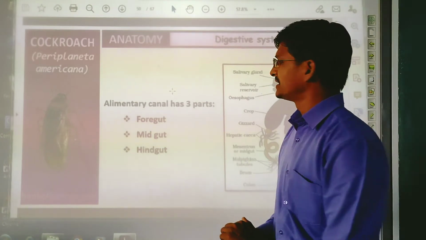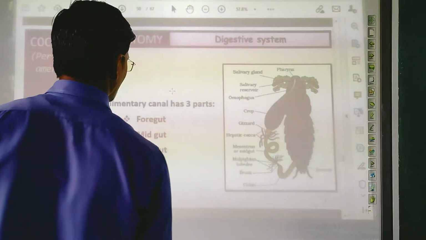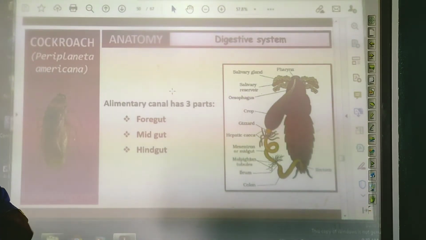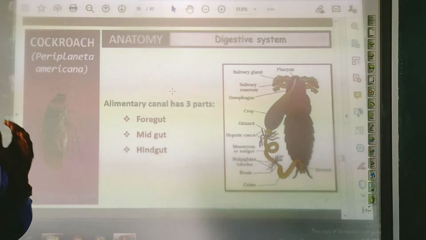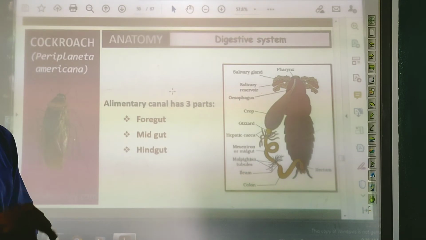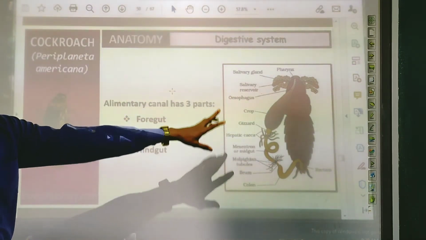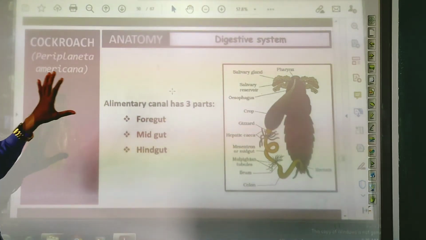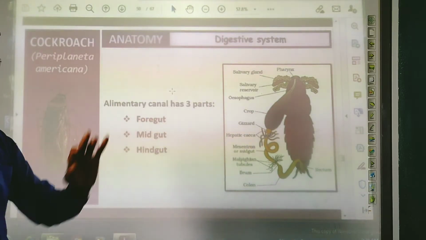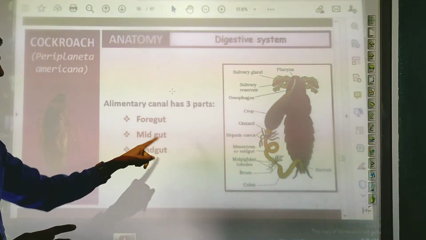Now next we will discuss the alimentary canal. Very much important. The most crucial question will be asked in the exam. The alimentary canal has three parts. The structural organization of the digestive system of cockroach. Most important, you have to draw this diagram and explain the three parts of it: foregut, midgut, and hindgut. So here three parts are there: foregut, midgut, and hindgut.